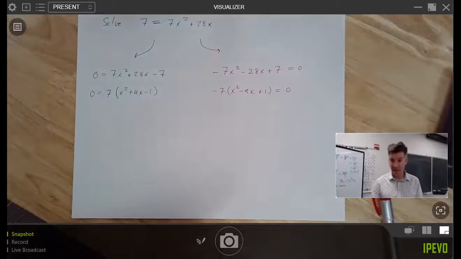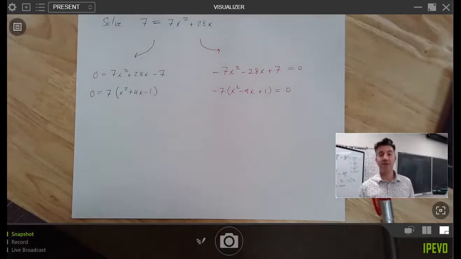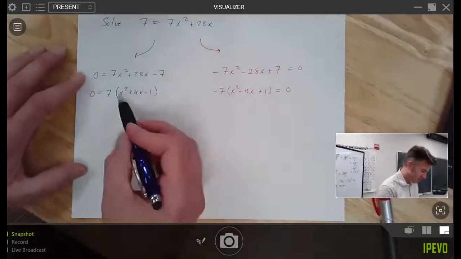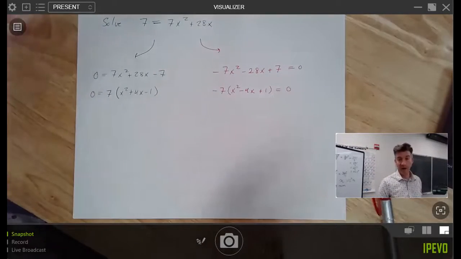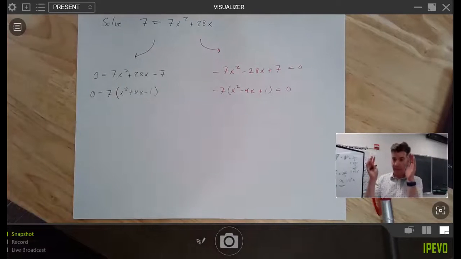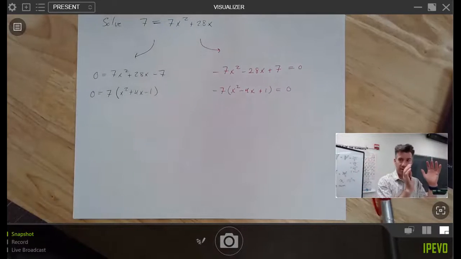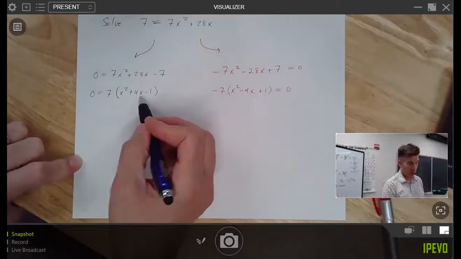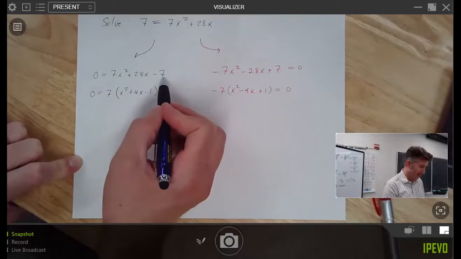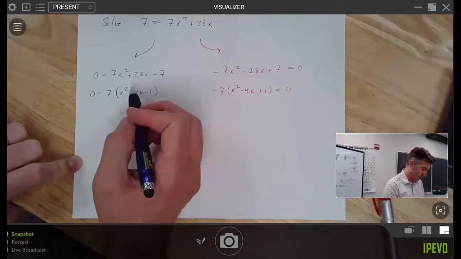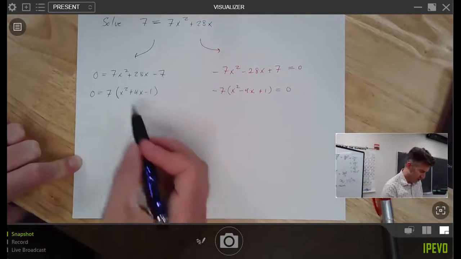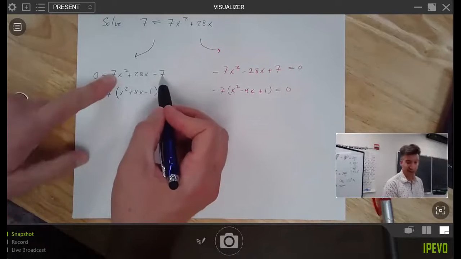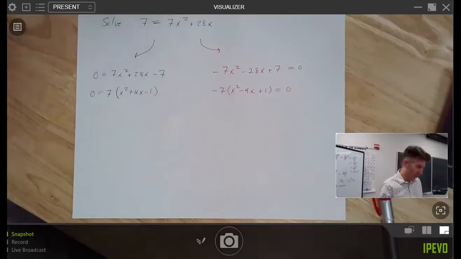So this doesn't factor, right? I should say this doesn't factor any further, because technically it factored. We factored out a 7, but this doesn't factor in the usual trinomial way where you have x plus or minus something times x plus or minus something. You can't add up to 4 and multiply to negative 1. Or you can't add up to 28 and multiply to negative 49. Doesn't work. There's no way to do it.